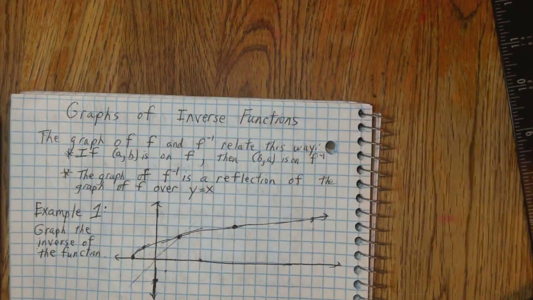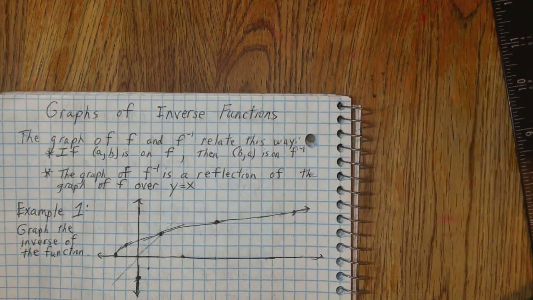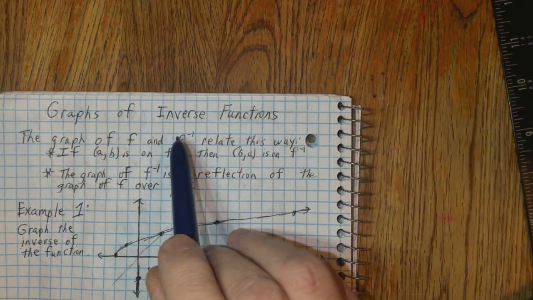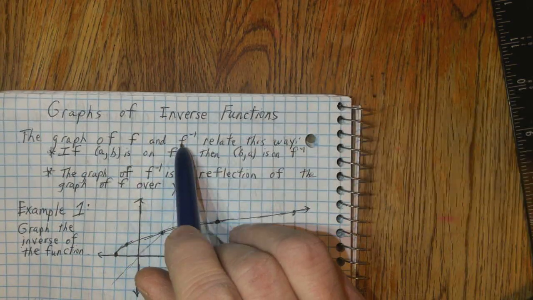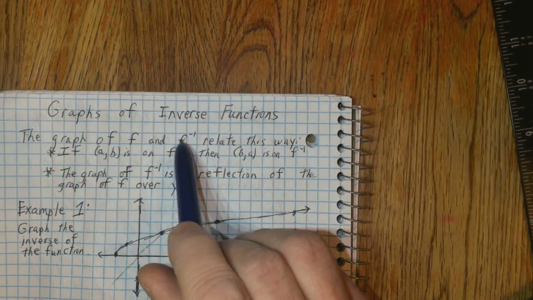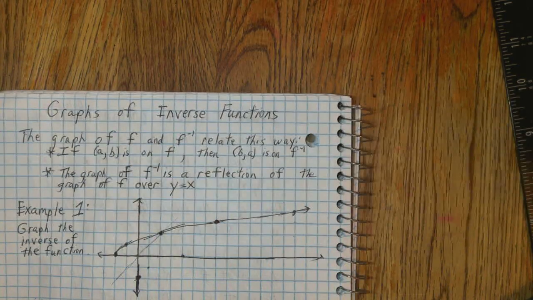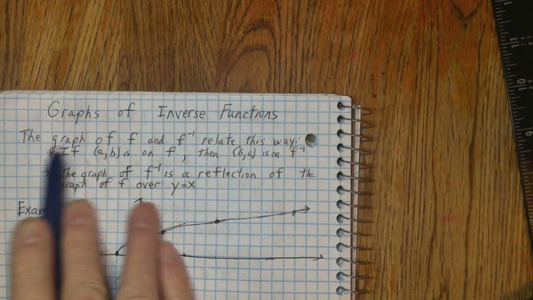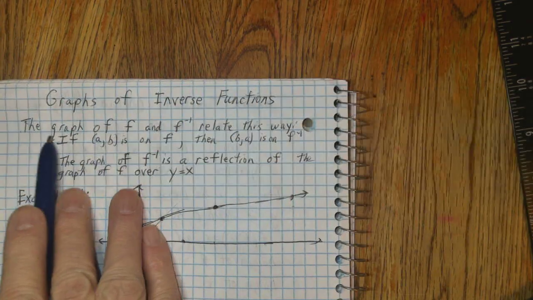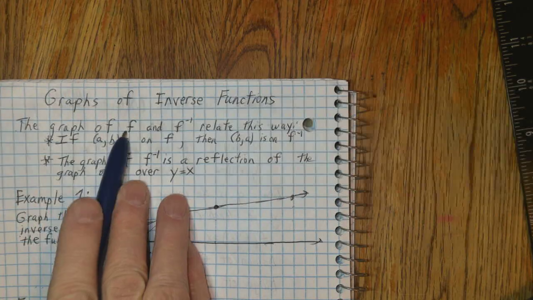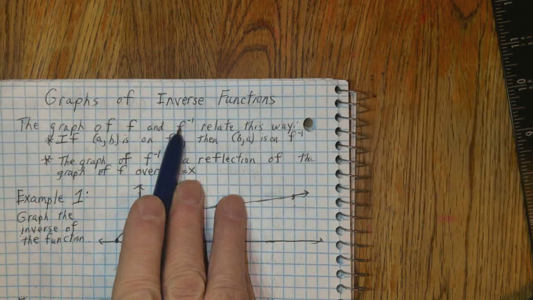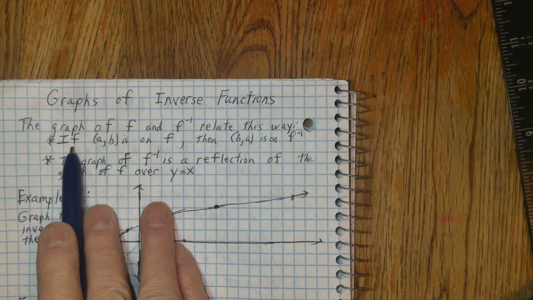Hi everyone. We've got the graphs of inverse functions. So we've determined, remember, that f of the inverse of f of x is equal to x, and the inverse of f of x is also equal to x. Okay, so on the graphs, there's some interesting things that happen here. The graph of f and inverse f relate this way.